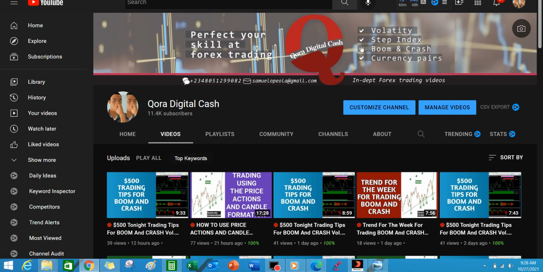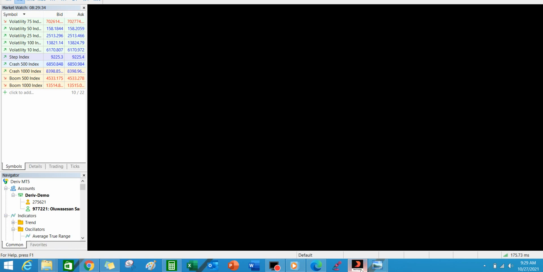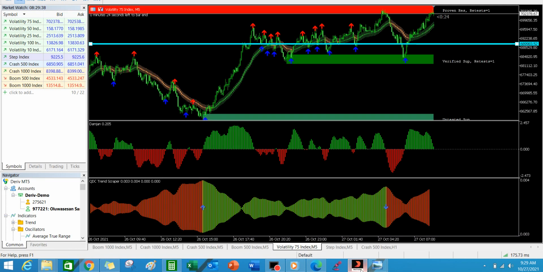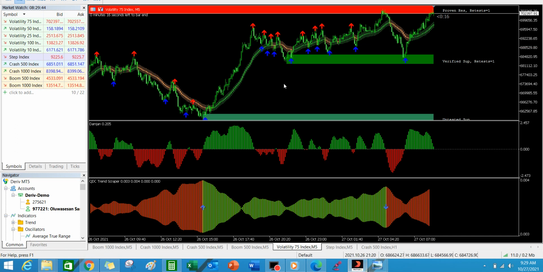I want to quickly share something with you. Let me show you this on the chart so that we will get to understand how it really works on the chart, before we go into the prepared sheet for this program.